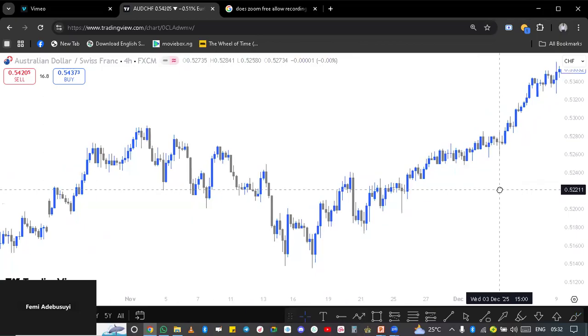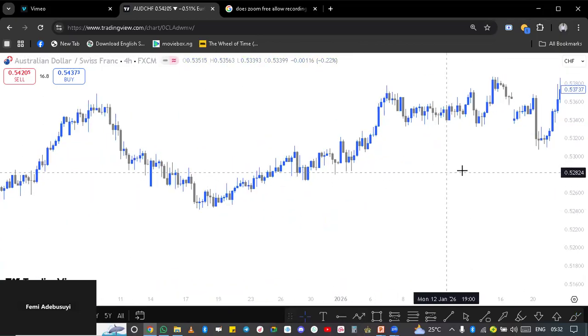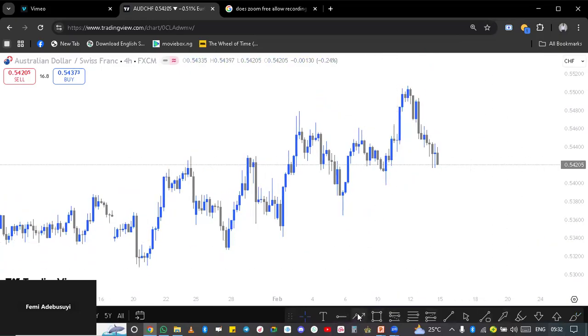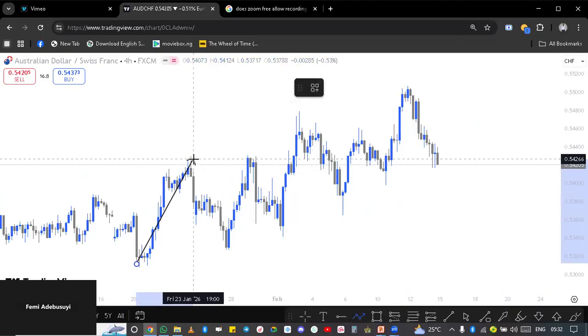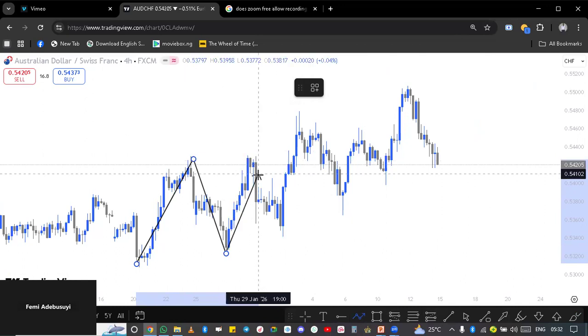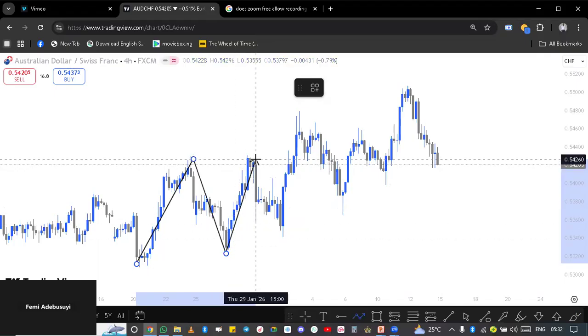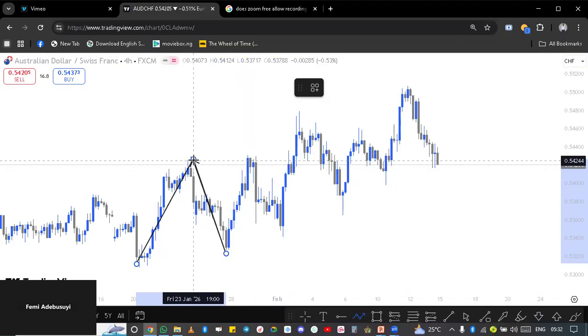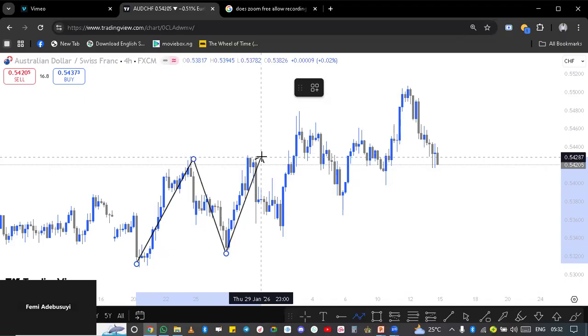You will notice that while I was doing my markup, if I'm going to pick it up from here, I did this, and I did not choose this. Why didn't I choose this? Is it because it's not a valid movement? It is, but the reason I did not choose it as my next high is simply because it did not break. If you look at the top of this wick, it didn't break above the wick of this candle here. So that makes it a bit inconsistent for me.